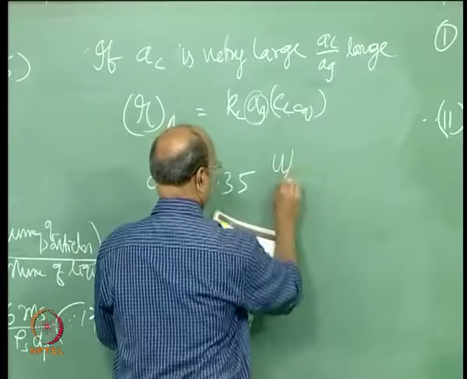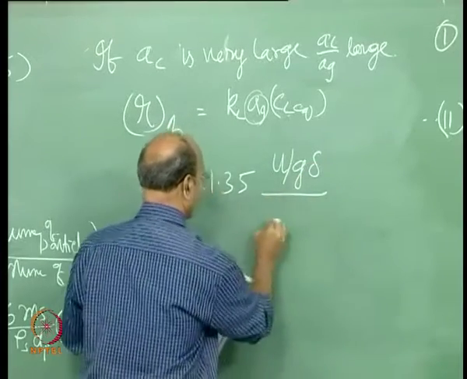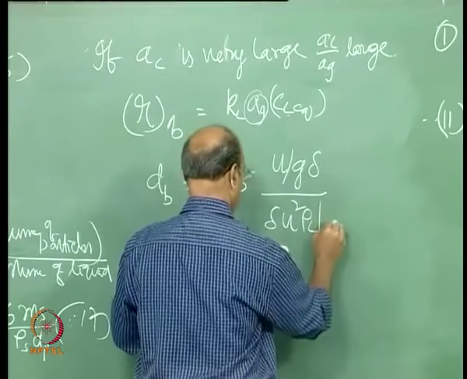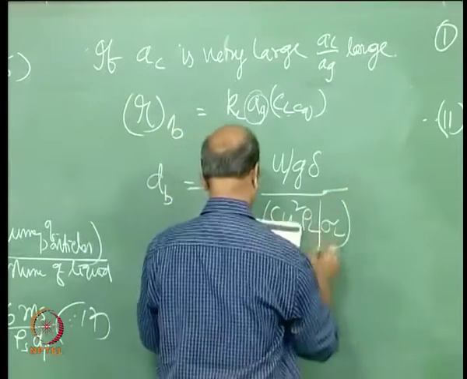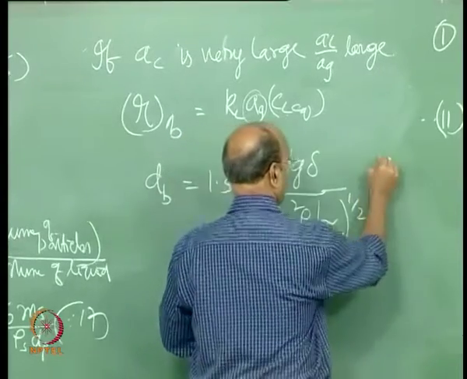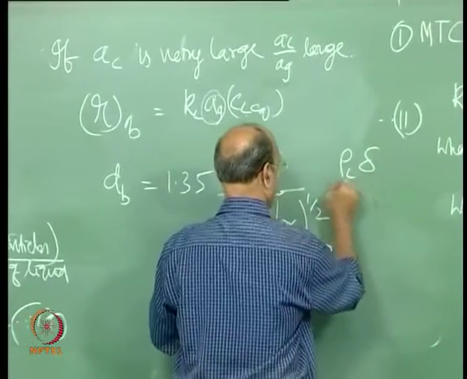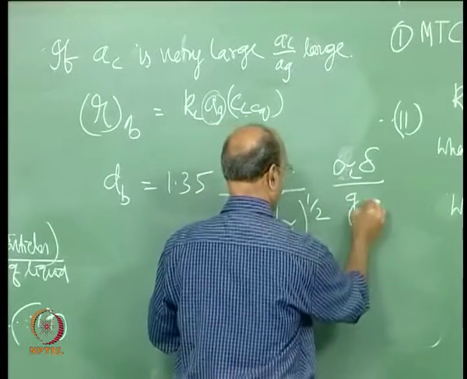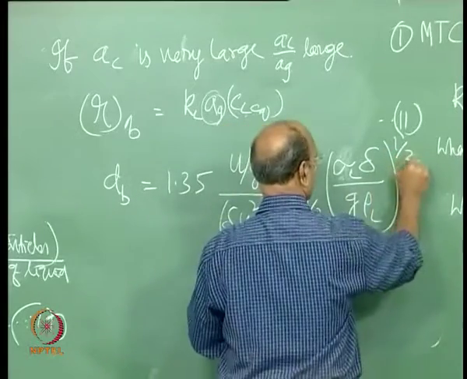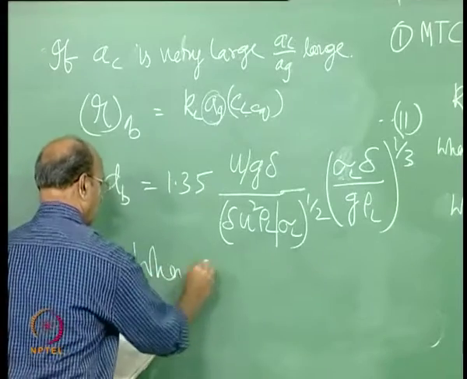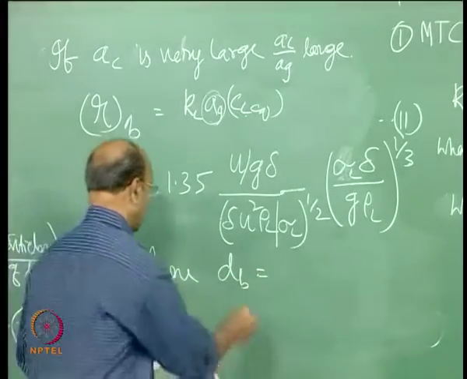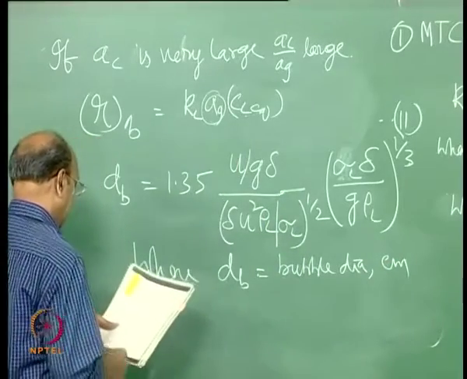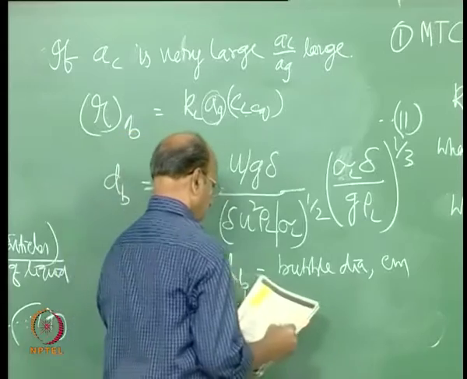dB equals 1.35 (U_G delta / (delta U_G squared rho_L / sigma_L))^(1/2), times (sigma_L / rho_L) to the power of 1/3, where the simplest thing of course is dB, the bubble diameter in centimeters, and we have U_G, the gas velocity.